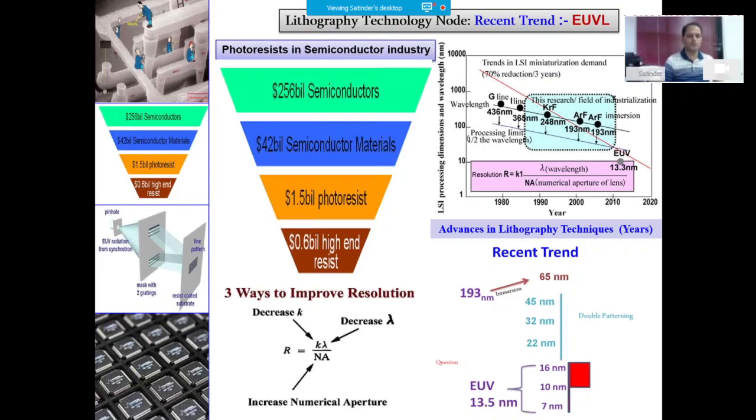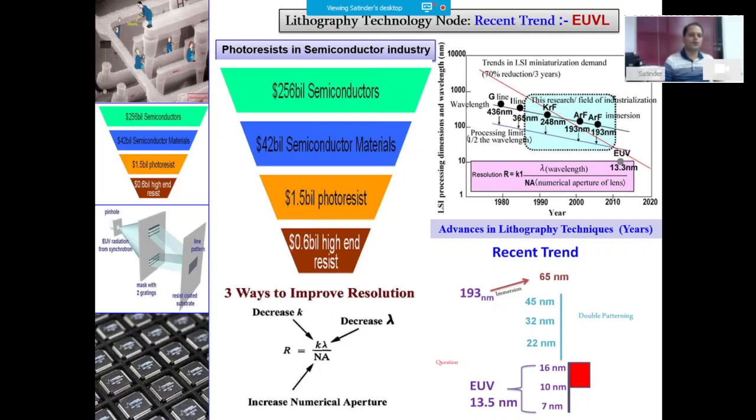Now one of the most important components in this lithography is the photoresist, and this photoresist market is reaching 1.5 billion dollars, more, because various types of photoresist are used in the industry, and they have different costs. The most common market is around 1.5 billion. That photoresist is patterned through the light.